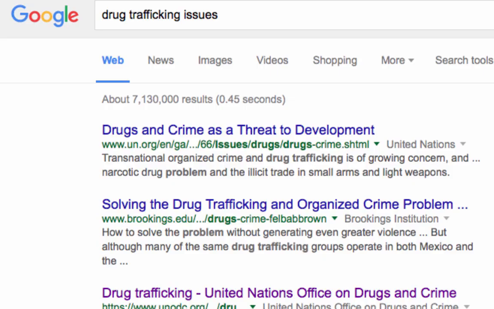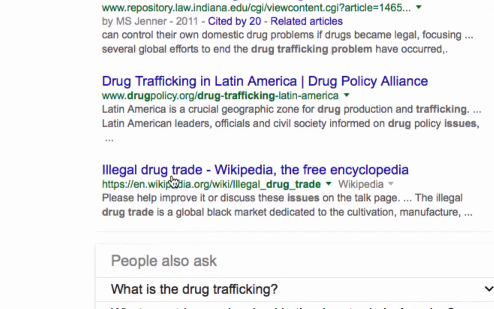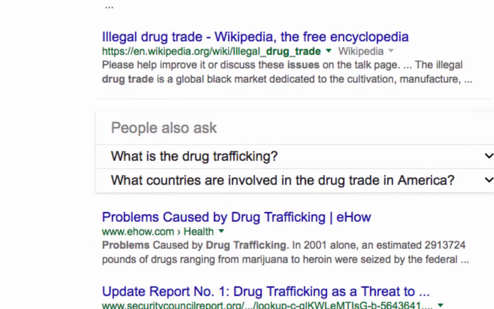If you just use Google, regular Google, to do your search, look at how many results you get. Over 7 million results. And they won't all be from reliable sources. Probably most of them won't be. Here's an article from Wikipedia, which you don't want to use. It's not a reliable source for academic writing. eHow is not a reliable source for academic writing.